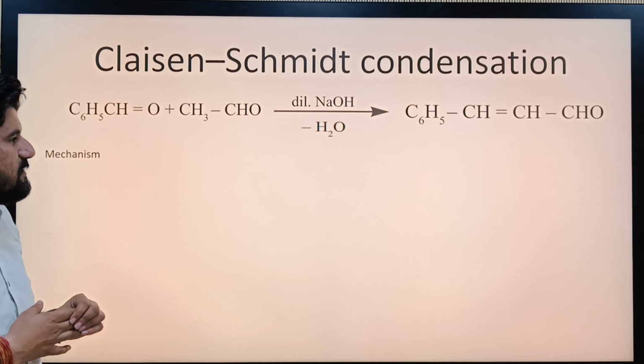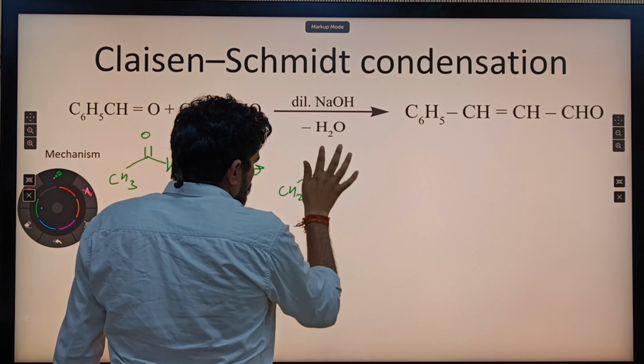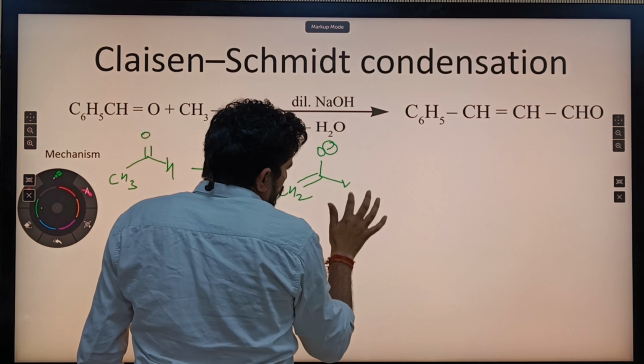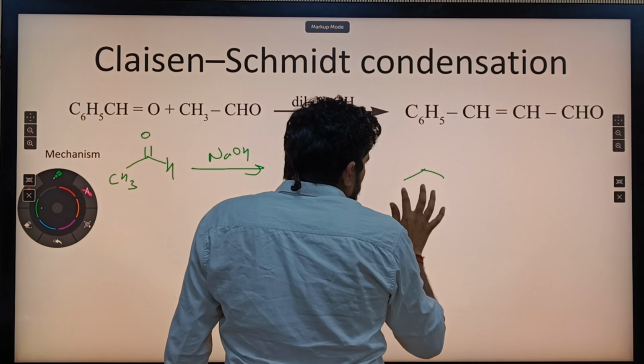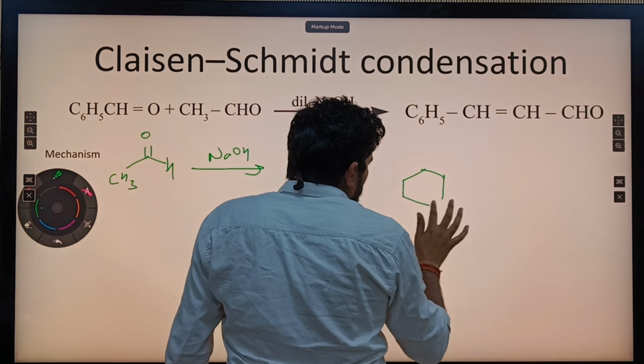We have CH3 hydrogen in presence of base NaOH. It converts into an enolate, and further the enolate will attack the benzaldehyde. In benzaldehyde we don't have an alpha hydrogen, so it cannot form the enolate. If the base attacks the benzaldehyde first, then it will act as a nucleophile.